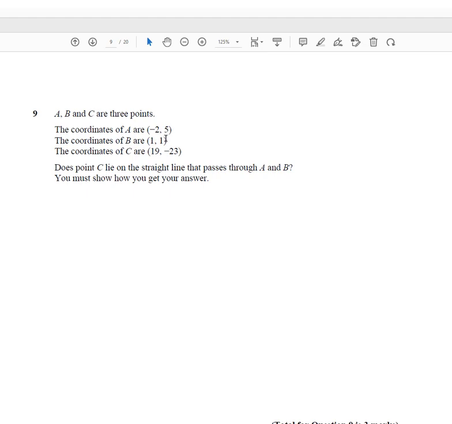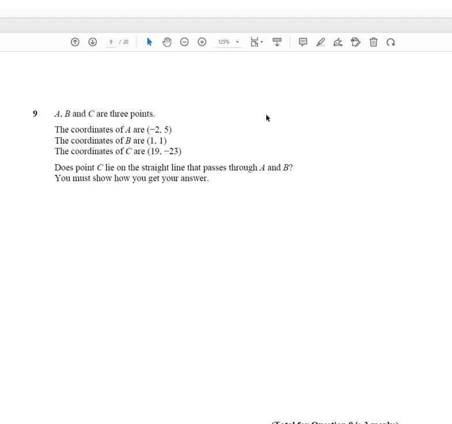And the gradient is found by dividing those two numbers, the change in the y divided by the change in x. So it's -4, the change in y, divided by 3, the change in x. Leave that as a fraction. Don't bother doing a decimal.